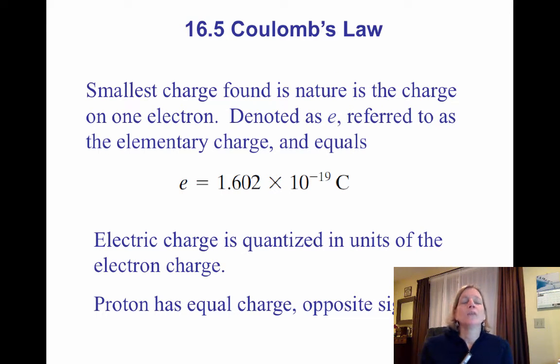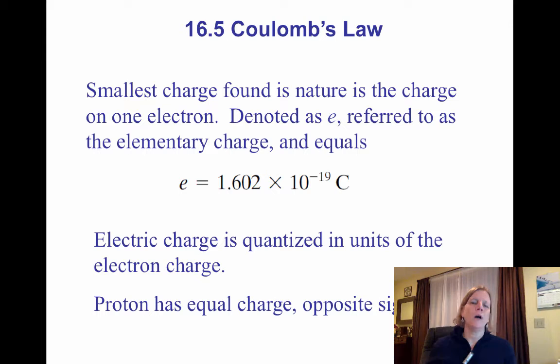Okay, the smallest charge that we can find in nature is the charge on one electron. It's denoted as a nice italicized e. It's referred to as the elementary charge, and it equals 1.602 times 10 to the minus 19 coulomb. So a very small fraction of a coulomb. Hard to even grasp 10 to the minus 19, very small value. 10 to the minus 6 would be a millionth of a coulomb, so you're over 3 orders of magnitude smaller than that. Okay.